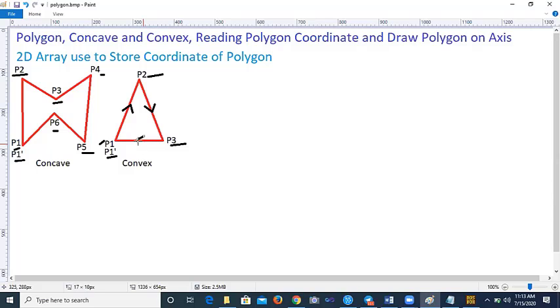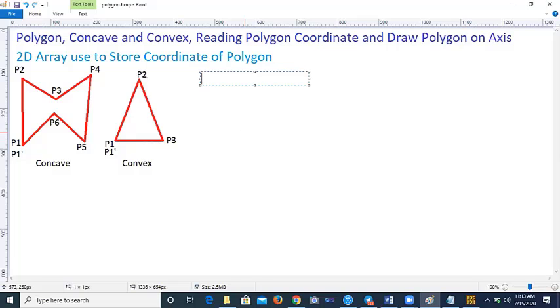But how can you draw in your two-dimensional array? See how you are going to draw in a two-dimensional array, so that we are going to start. Here I am using a two-dimensional array. Suppose the array I have declared is int p, the integer data type p array declaration. Suppose I am using 10 and 2. These things I have declared, and in this I am storing all the coordinates of the polygon.